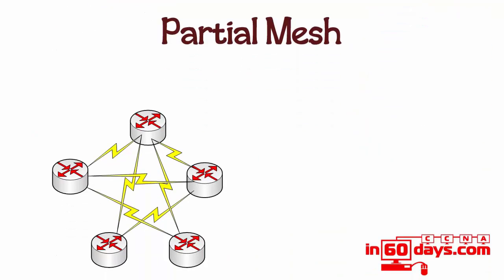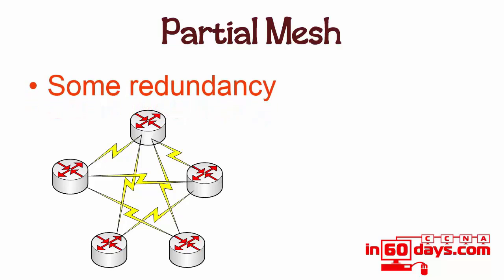And then you've got a partial mesh, so if 1 or 2 connections are down, you've pretty much guaranteed another way for the device to reach the other devices. It just may take a little bit longer. So you've got some redundancy here.